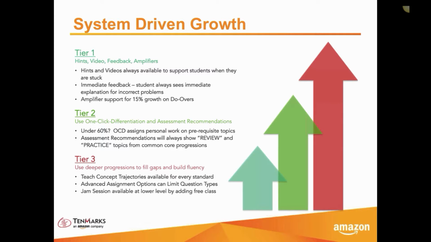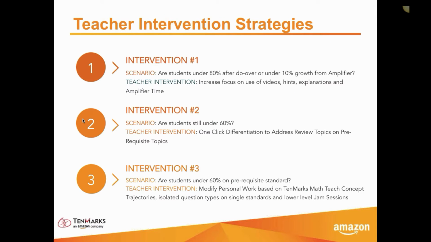So the first thing I want to do is re-emphasize what's happening through the system. In the first set of issues, Tier 1, this is my whole class. Anytime students are working the problems, I just want to remind you they always have those hints and videos. They always have the instant feedback, and if they score under 70%, they'll get that reteaching module, the amplifier. That always happens.